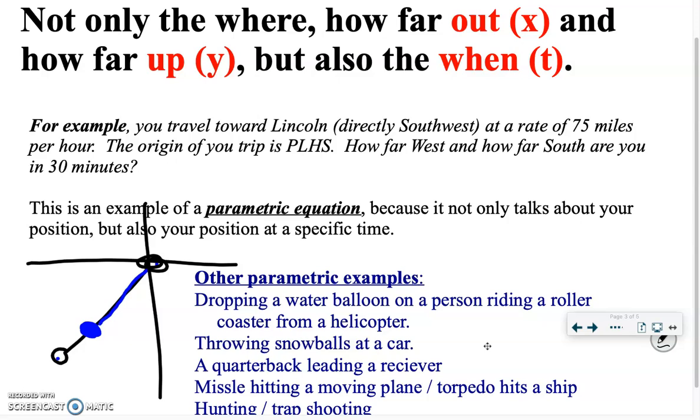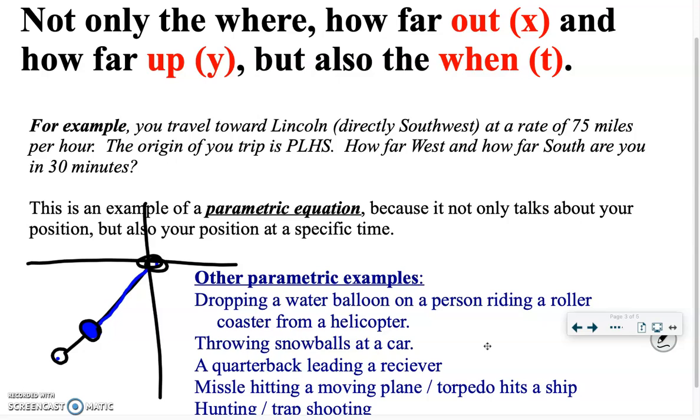Lincoln is, I don't know, -60, -60, something like that. Could we figure out where we are location-wise? What's X, what's Y after 30 minutes? Sure. If we have the equations, if we have the functions to back it up, we can do that.